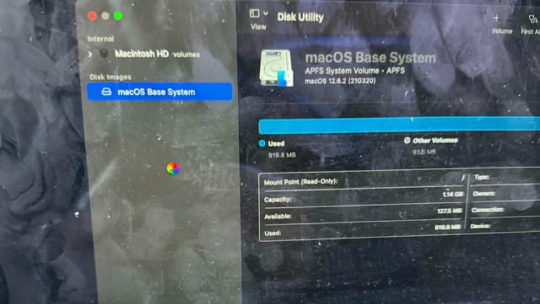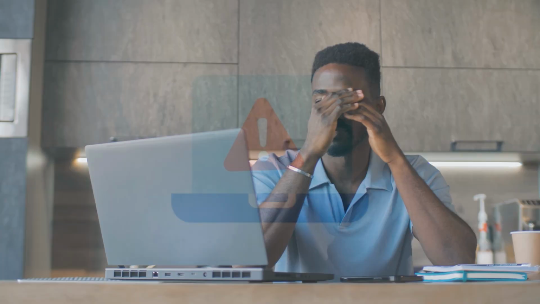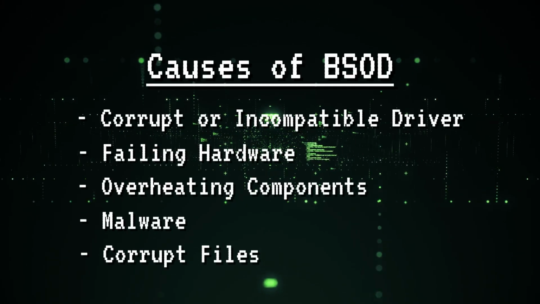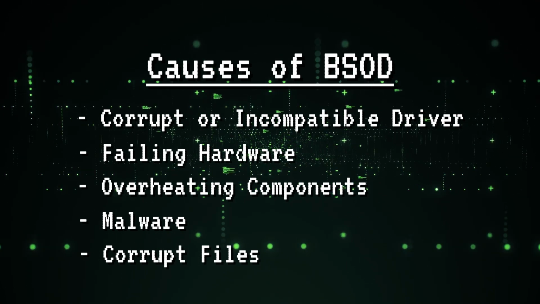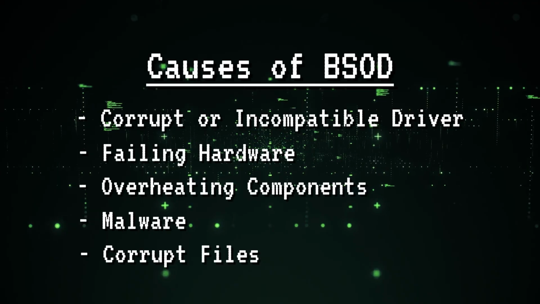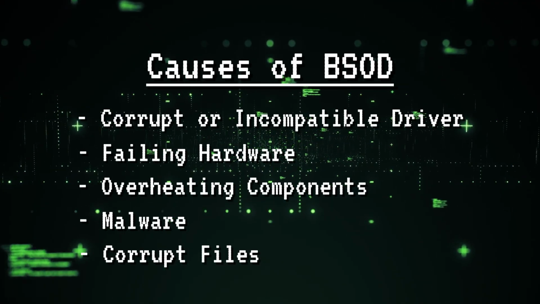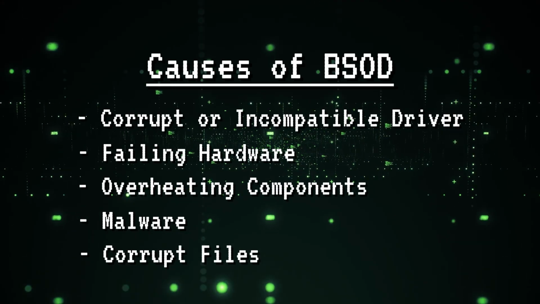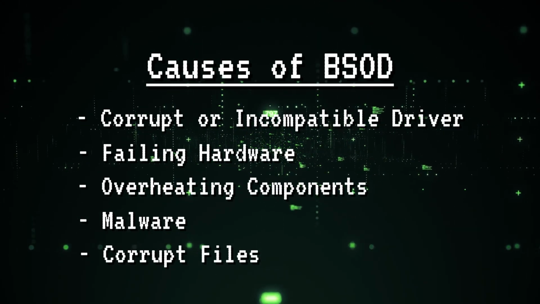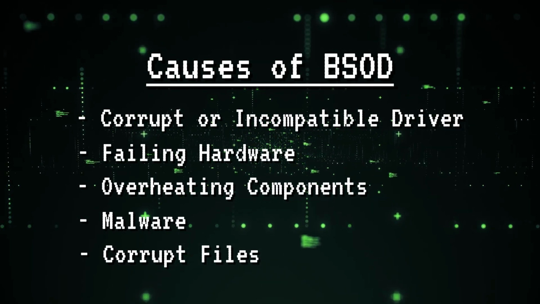Now, a blue screen of death is a critical system failure that forces the system to shut down to prevent damage. It results from a problem the operating system failed to self-recover from, caused by hardware or software issues such as a corrupt or incompatible driver, failing hardware such as the RAM, the graphics card, the hard drives, overheating components within the hardware, or, oftentimes, malware or corrupt files.